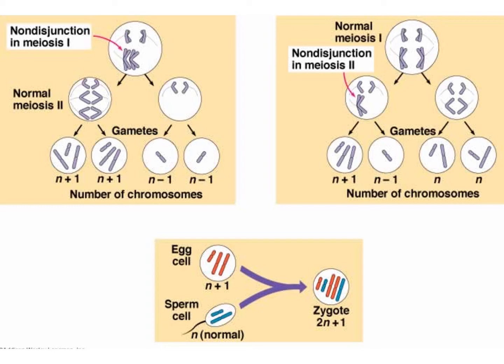So the upper diagram on the left shows non-disjunction during metaphase 1 of meiosis 1. So you've got this hypothetical cell that has 2 chromosomes. We've got 2 tetrads that formed, and you can see the top one is separating normally, but the bottom one is not.